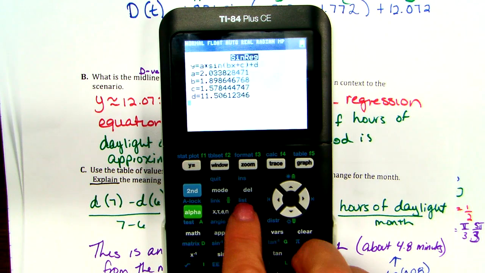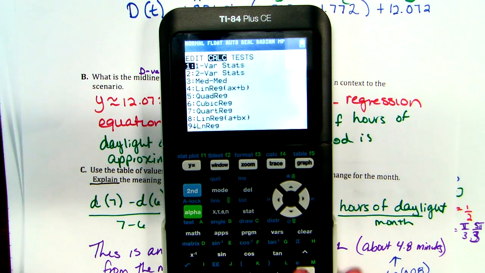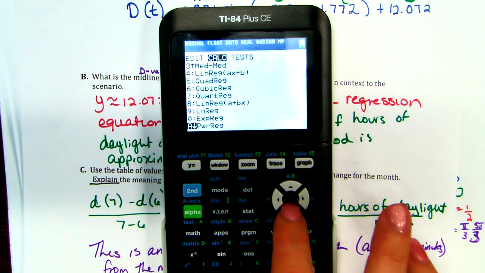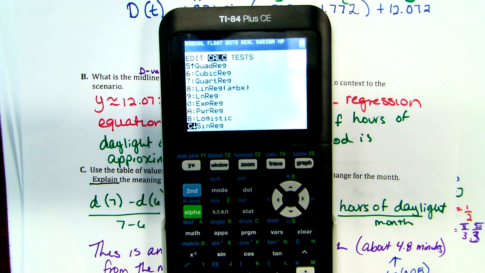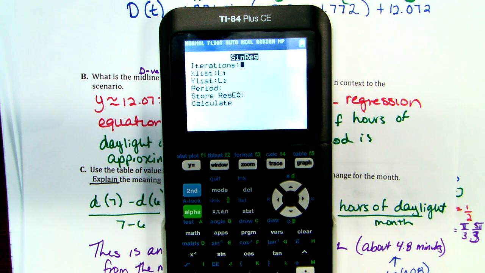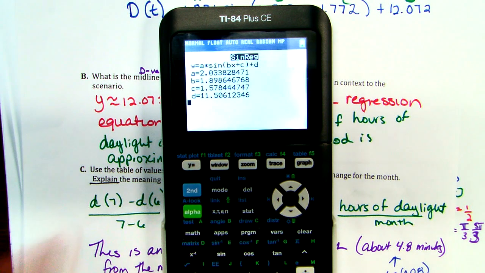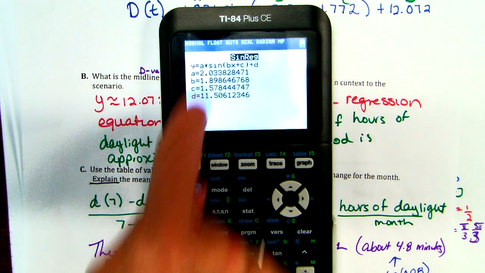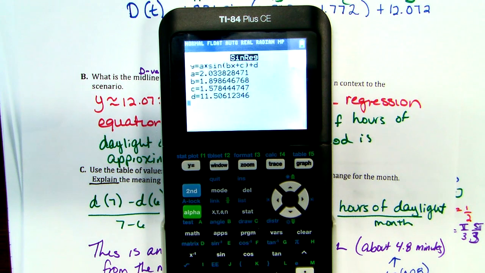So stat, calc, you're there. Okay, and then you're going to go down till you get to C, sine reg. That's sinusoidal. Actually, I don't even know if you need to store it. Don't zero it out. I'll come over and look at it. If you didn't get these answers, is that what you're saying? Okay, so you probably have something.